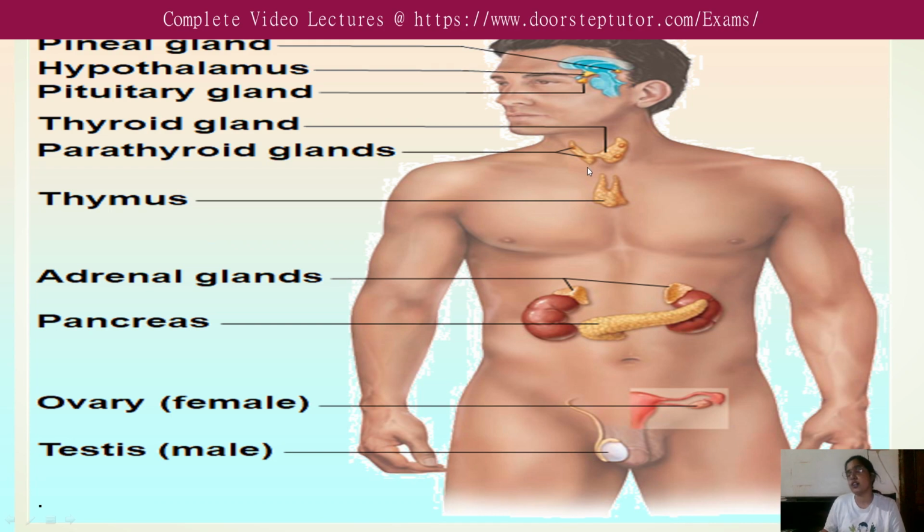Thyroid gland consists of two important hormones, T3 and T4. What is T3? What is T4? What are these numbers 3 and 4? T is thyroid. What is 3 and 4? These are the atoms of iodine. I'll tell you the same in the upcoming slide.